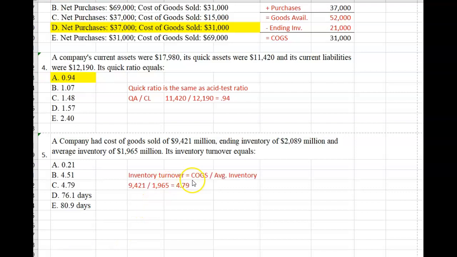Inventory turnover is calculated as cost of goods sold divided by average inventory. They're not even making you calculate average inventory, they gave it to you. So cost of goods sold of 9,421,000 divided by average inventory of 1,965,000 equals 4.79. That, by the way, is 4.79 times. It turned over 4.79 times in the year.